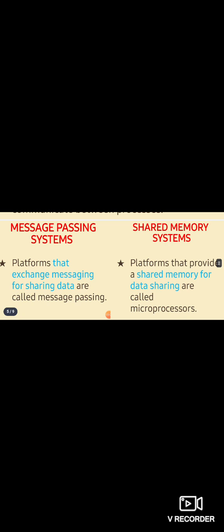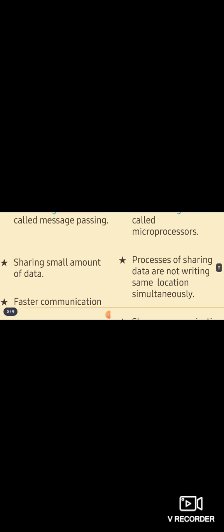The first difference: in message passing systems, platforms that exchange messages for sharing data are called message passing systems. Shared memory systems are platforms that provide a shared memory for data sharing, called multiprocessors. The second difference: in message passing, we share small amounts of data. In shared memory, processes sharing data must not write to the same location simultaneously, so those locations we are going to change. The third difference: message passing systems have faster communication, and shared memory systems have slower communication.